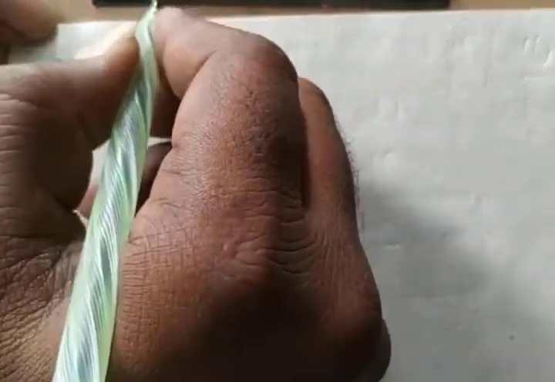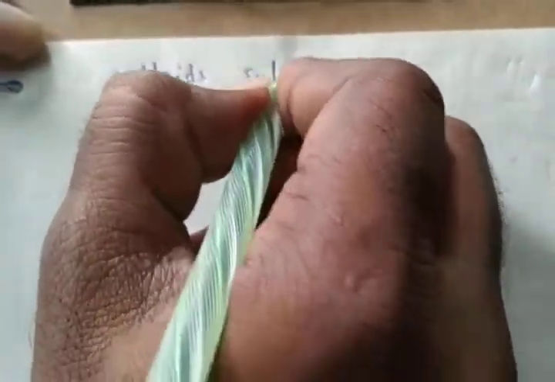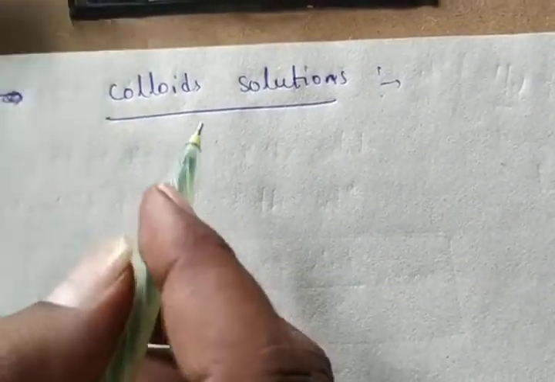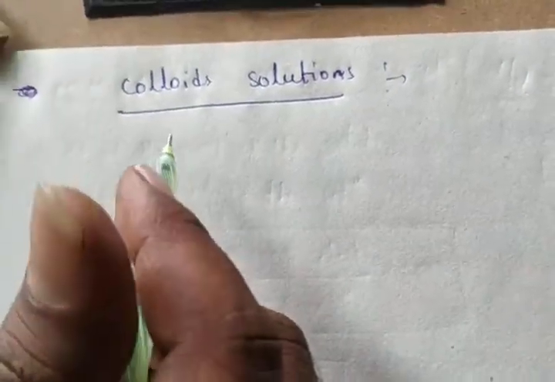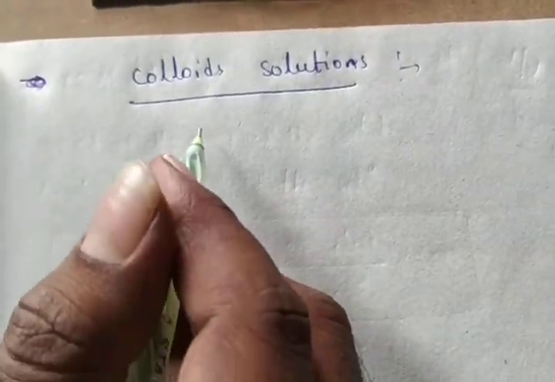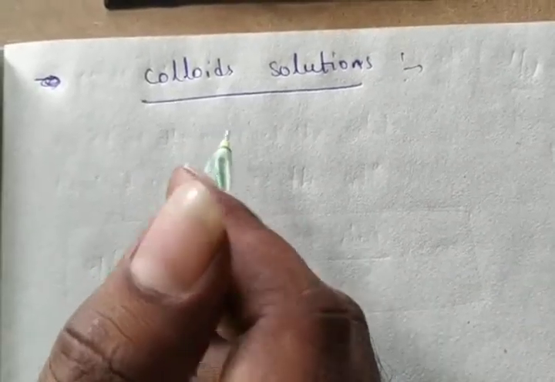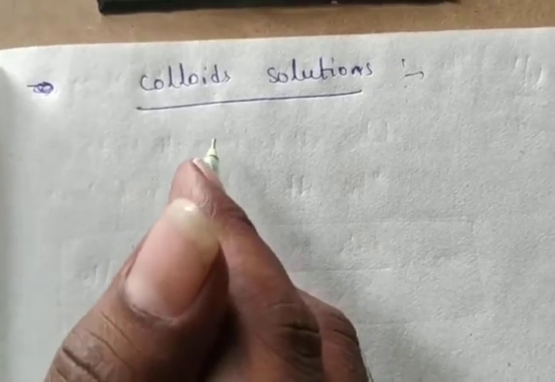So next one is a colloidal solution. Here, what are colloids? In colloids, there are two phases: a dispersed phase and a dispersion medium. What is the dispersed phase, and what is the dispersion medium? We have to discuss.